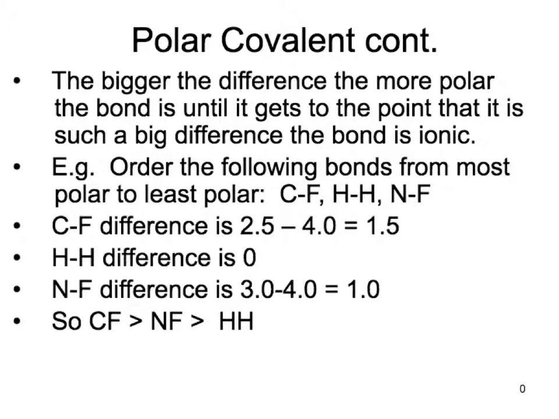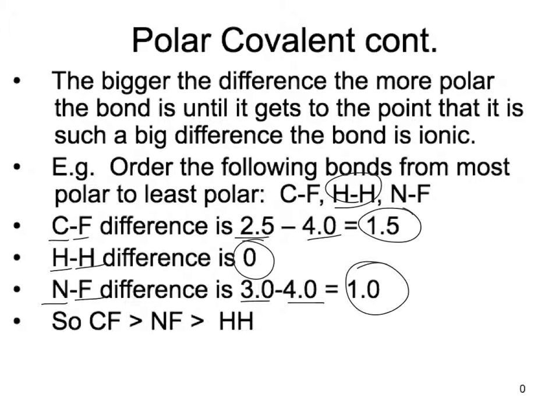Now, the bigger the difference in electronegativity, the more polar the bond is, until it gets to the point that it's such a big difference that it just goes to ionic. But let's take a look at all of these polar bonds. Well, this one's nonpolar, but the difference between carbon and fluorine, carbon is 2.5, fluorine is 4, difference of 1.5. Obviously, the difference between the two H's is 0. N and F, N has a value of 3, F has a value of 4, has a difference of 1. So the most polar bond here is CF, followed by NF, and then, of course, the least polar, which is not polar at all, is HH.